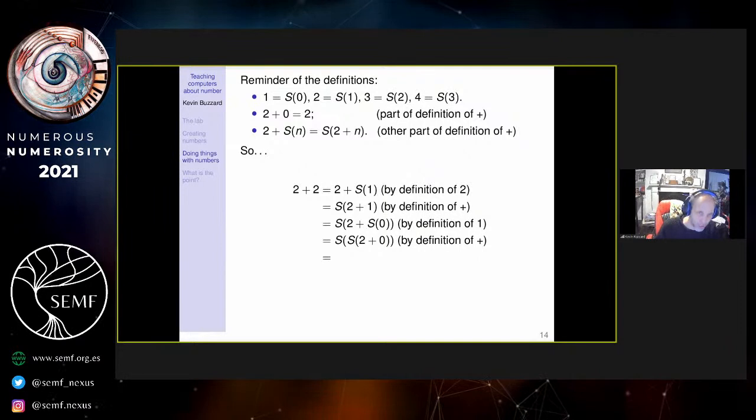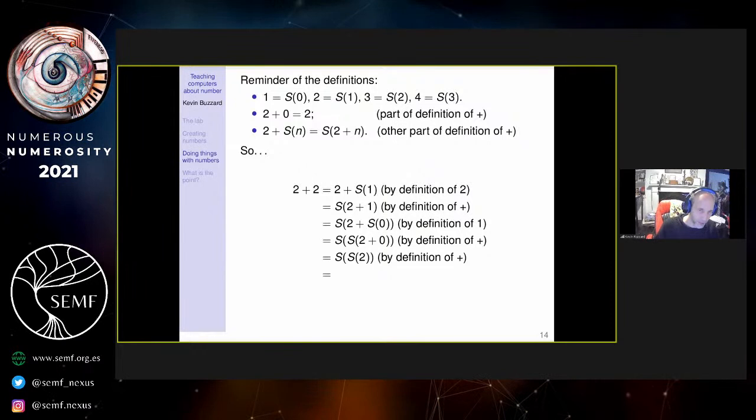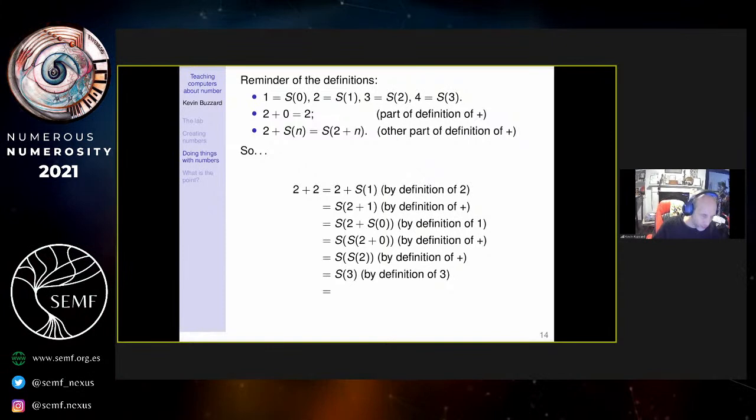And 2 add 0, that's okay. 2 add 0 has been defined to be 2. So by definition of addition, 2 add 0 is 2. And so now we know that 2 add 2 is the number after the number after 2. And we can continue the computation, because the number after 2 is 3, and that's by the definition of 3, right? That's not something obvious or something you can prove by counting. That's the actual definition of 3, and the number after 3 is 4.